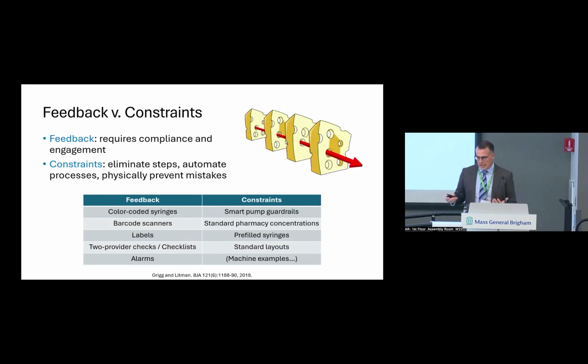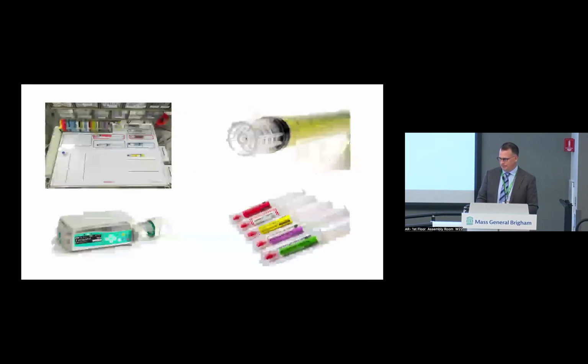And so some examples: color-coded syringes provide at least some useful feedback, as do barcode scanners, labels, and provider checks. But on the other side, you have more robust constraints like smart pumps that won't let you give a lethal dose of a medication. If you have standard pharmacy concentrations, then you're not going to have a bunch of other options that can create confusion. Pre-filled syringes, I'll talk about a little bit more in a second, eliminate even this whole question of vials and vial swaps, et cetera.